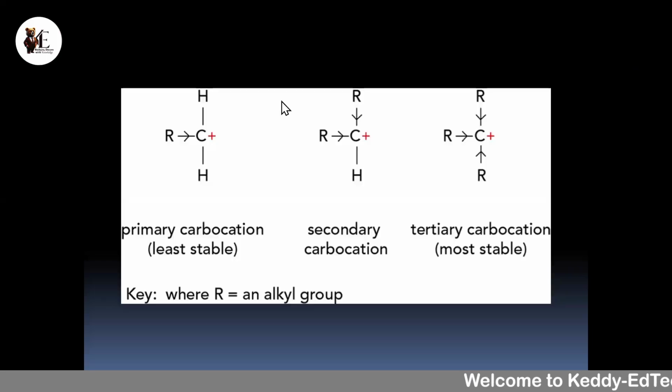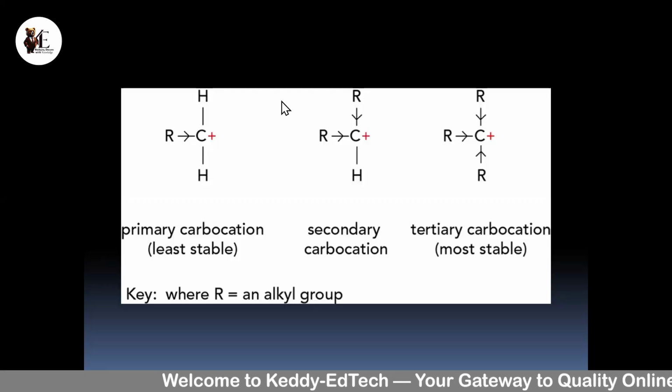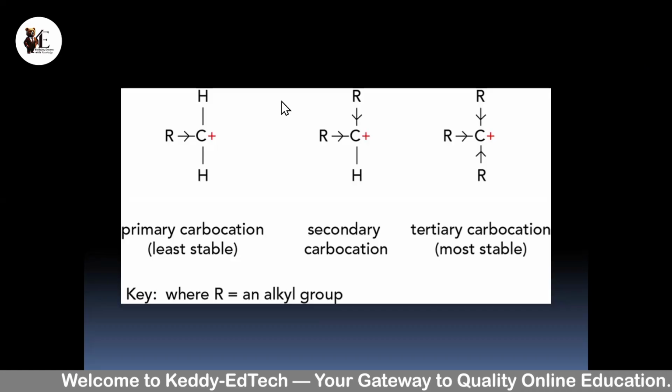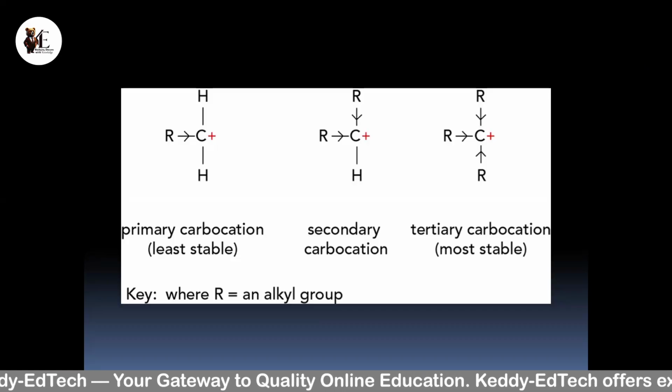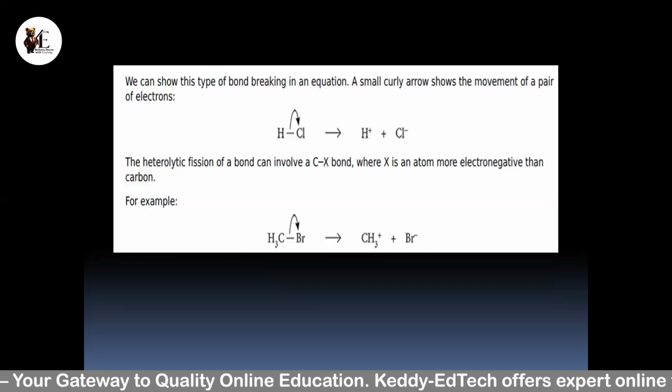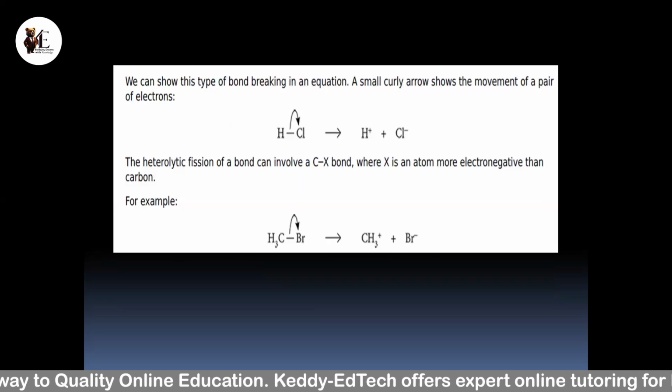Two electrons break homolytically, right? The formation of free radicals happens in homolytic fission. But in heterolytic fission, the electrons in the bond are completely transferred, and we have a formation of a carbocation and an anion. As we have discussed, we have a formation of carbocation and anion in the heterolytic cleavage.